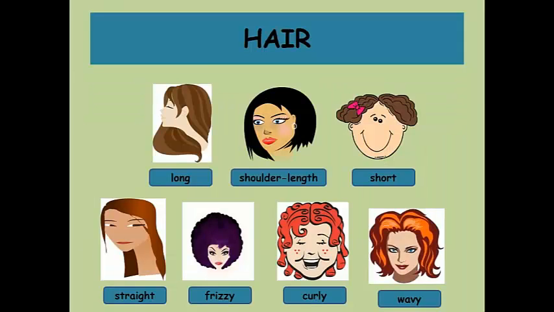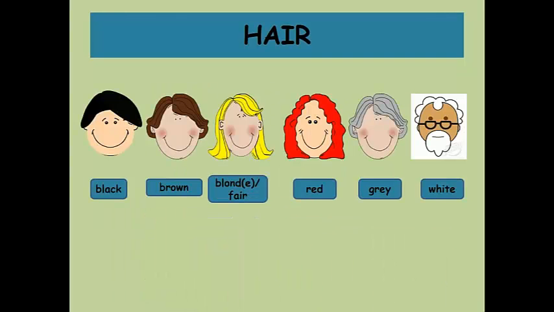Let's learn now about the hair. It can be long, or shoulder length, or it can be short, straight, frizzy or curly, or, finally, it can be wavy. And, continuing with the hair, now let's talk about its color. It can be black, brown, blonde or fair, red, grey, or white.